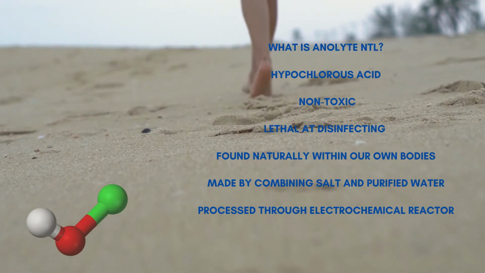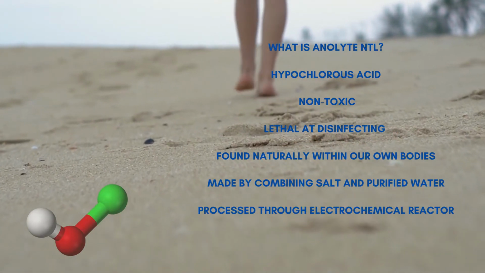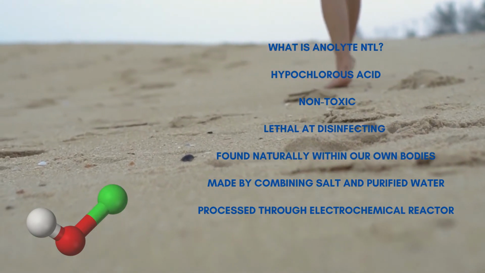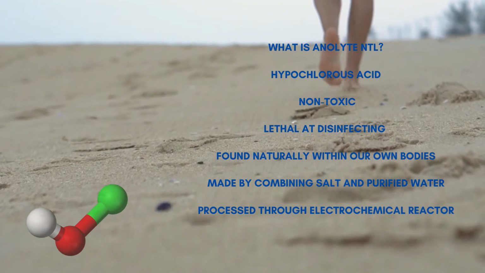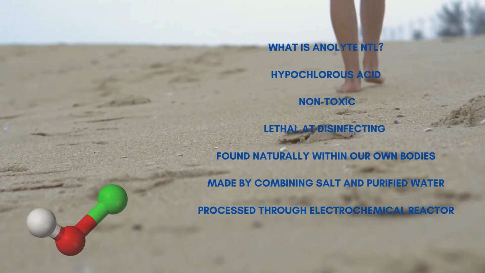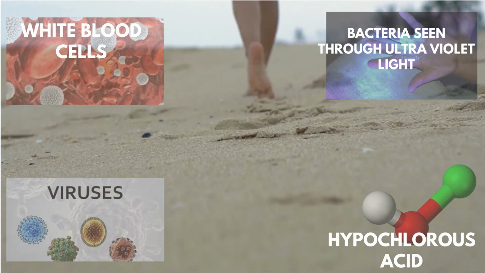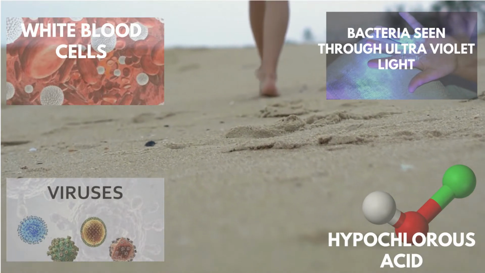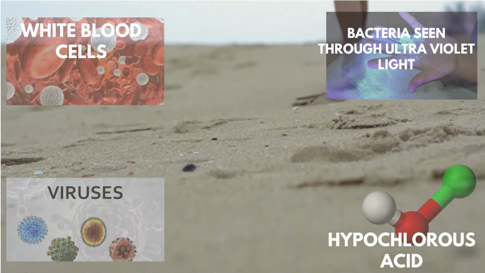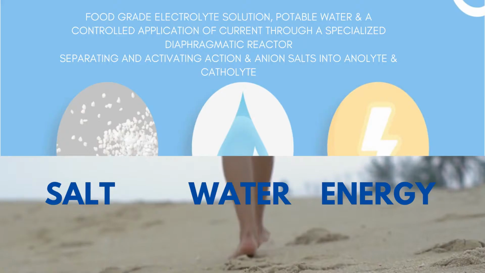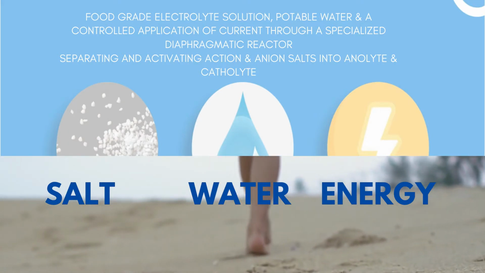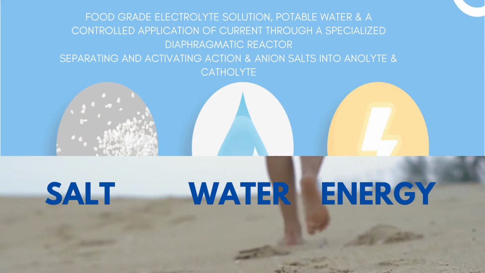What is Analyte? Analyte, known as HOCl, hypochlorous acid, is a naturally occurring biochemical that is produced by our own white blood cells to fight bacteria, viruses, and inflammation within the body. Analyte is non-toxic to delicate cells within and on the body, but lethal to almost all known dangerous bacteria and viruses that threaten our health.